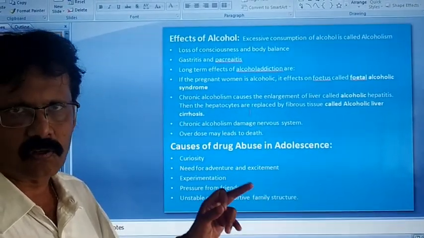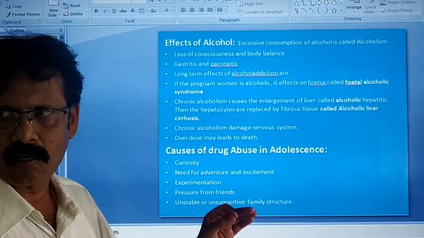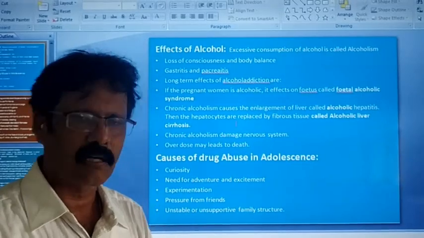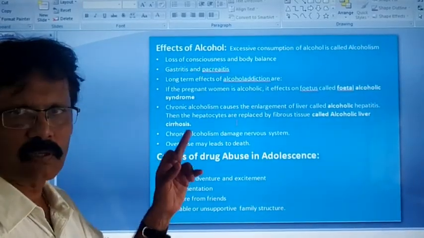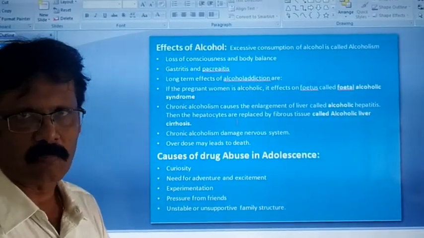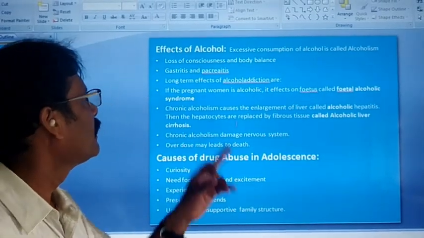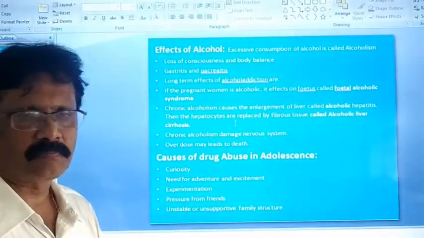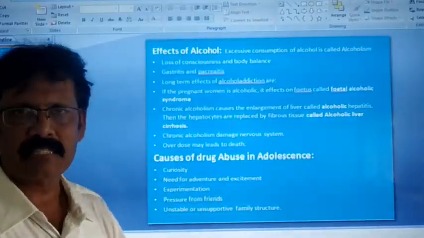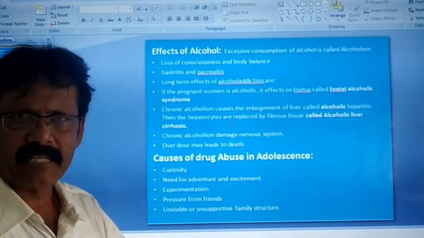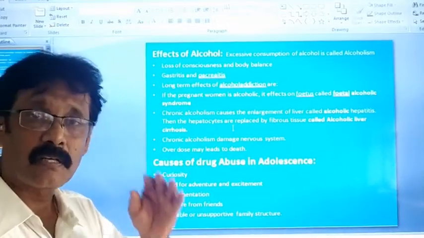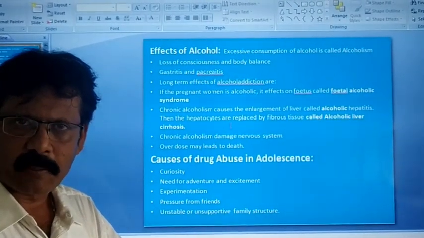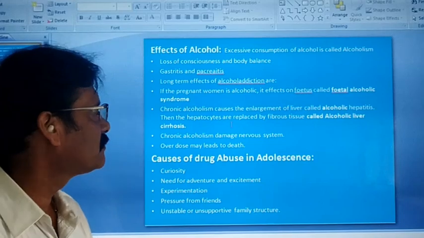Excessive consumption of alcohol is called alcoholism. So what are the effects of alcohol? Point number 1, loss of consciousness and body balance. Number 2, gastritis and pancreatitis. Inflammation of the stomach is called gastritis. Inflammation of the pancreas is called pancreatitis.